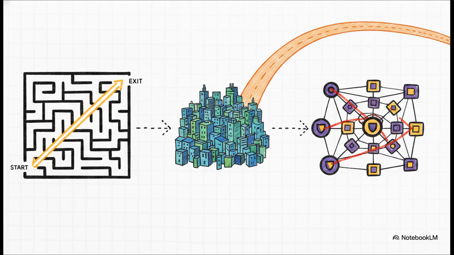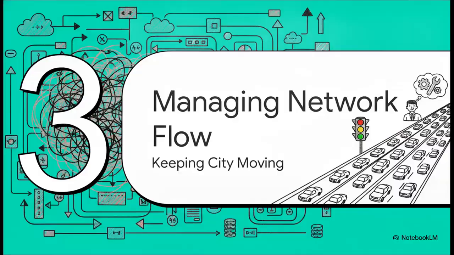From there, dynamic routing protocols take the wheel. OSPF acts like an advanced GPS, mathematically calculating the absolute shortest path to save bandwidth. Or we have BGP, the Border Gateway Protocol. This one directs data using complex, policy-based routing rather than just hunting for the shortest route. Section 3, managing the network flow, keeping the city moving.